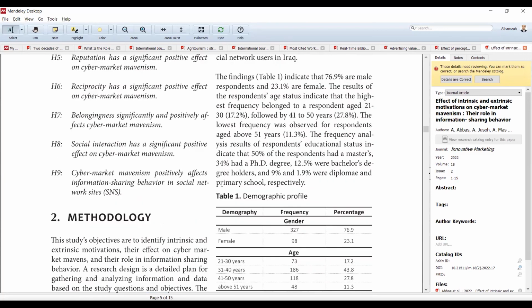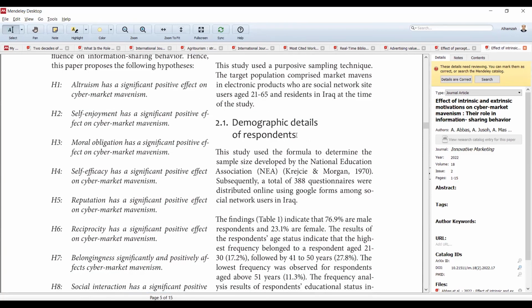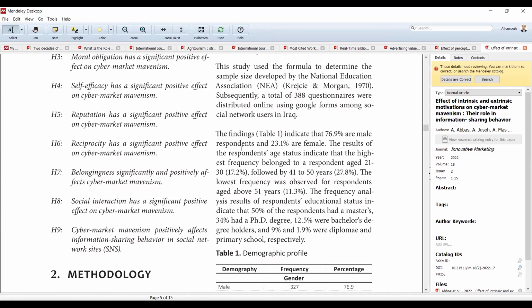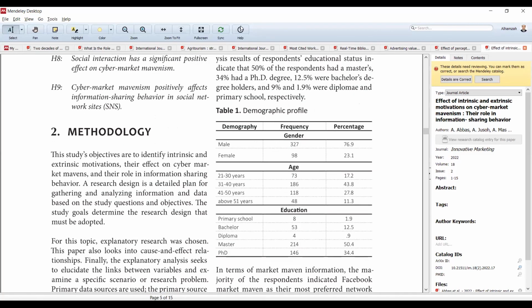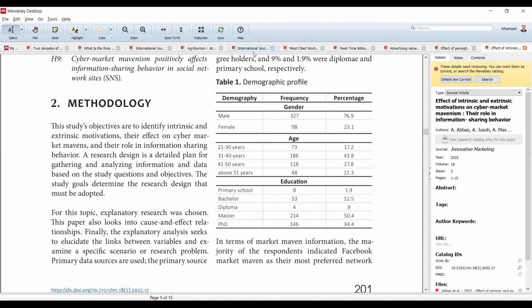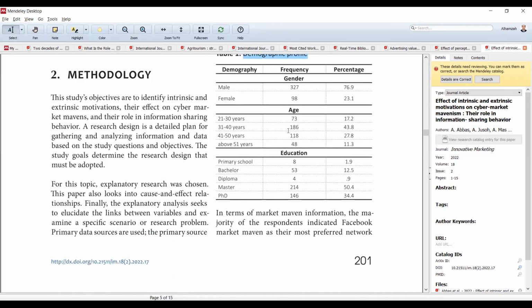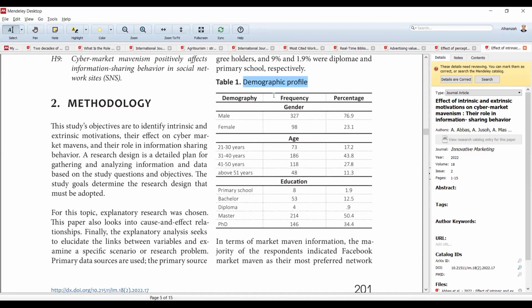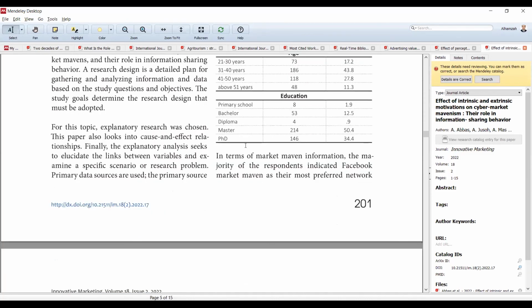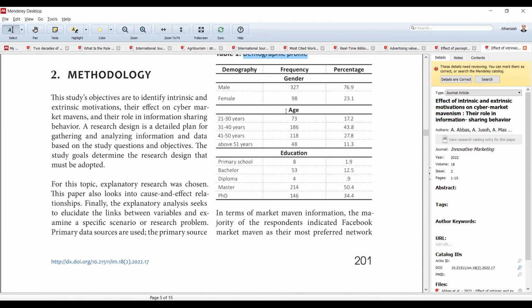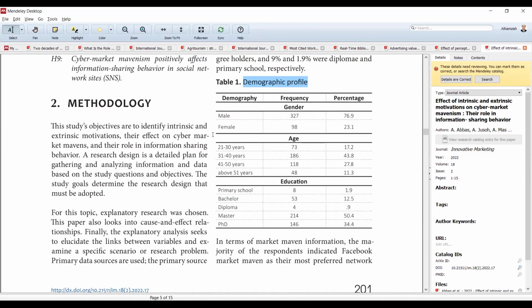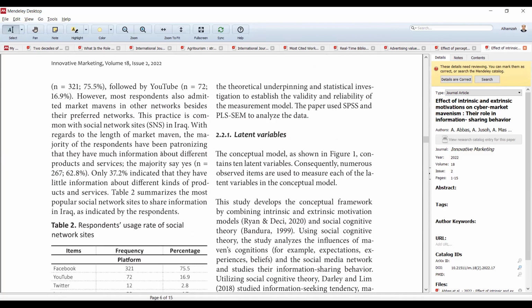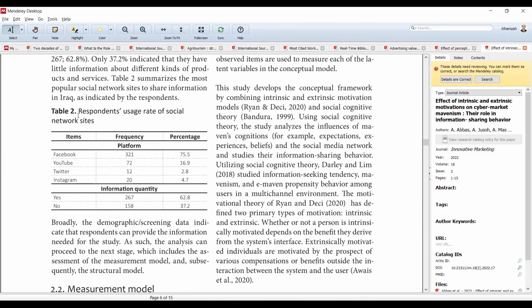And then when I talk about the methodology, I talk about the demographic details of the respondents, because I already distributed the questionnaire. Because I follow primary data. You can see the demographic profile here: the gender, male and female, age, and education. It's very important as well to put this in a new paper, whether you have a conceptual paper or empirical paper.